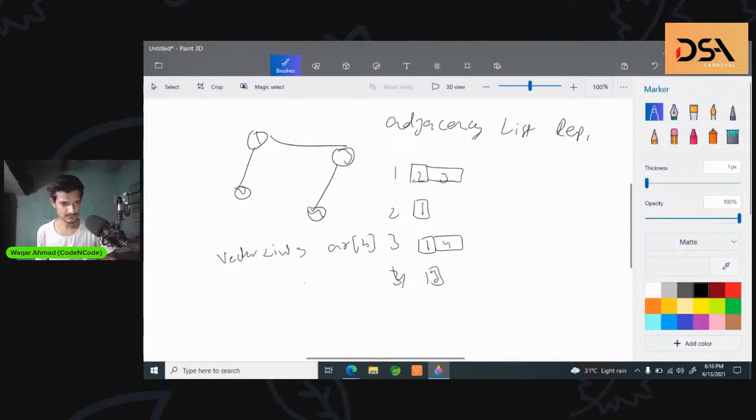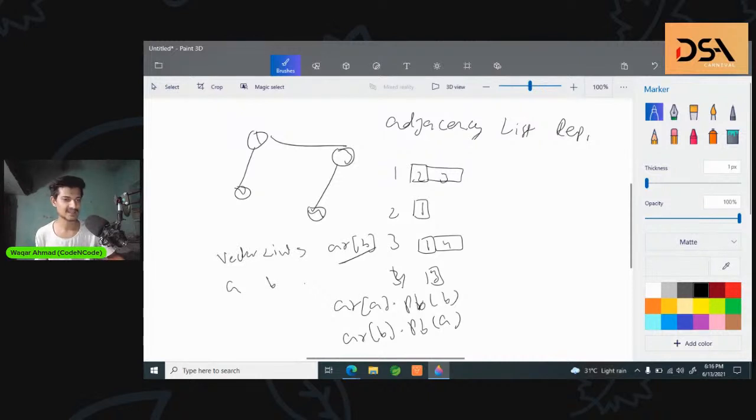So if you have a vector like this, and there comes an edge AB, what you can do is go to arr of A. I'm talking about the vectors. I'll show you with an implementation if needed. arr of A dot push_back, pb is for push back, B. So in the adjacency list of A, you added B, and the same goes for arr of B dot push_back A. So in the adjacency list of B, you added A.